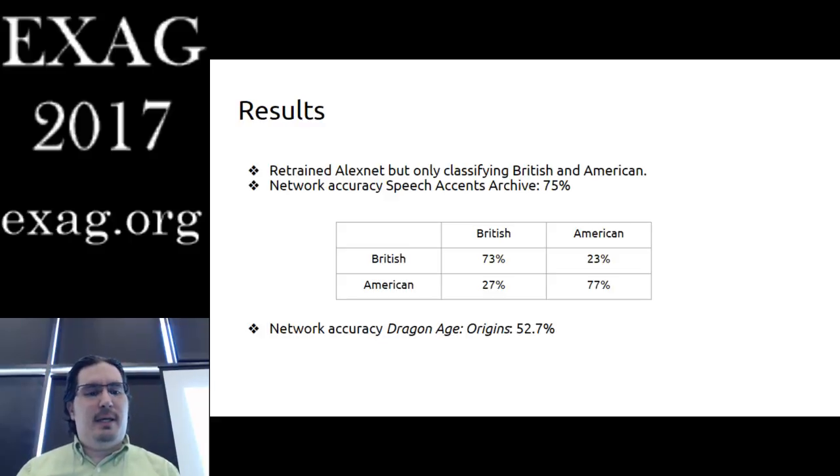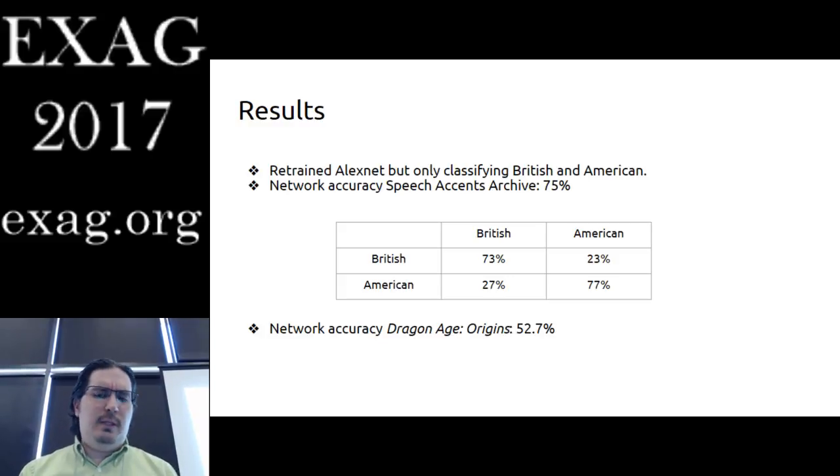More importantly, the network accuracy with the Dragon Age Origins files increased to 52.7%. Huge improvement over what we had before, but still not significantly different from just a random classifier. So again, not a good improvement, not the kind of improvement we wanted to see.